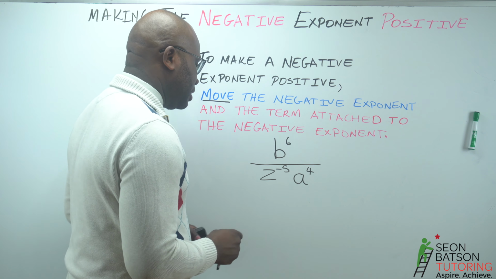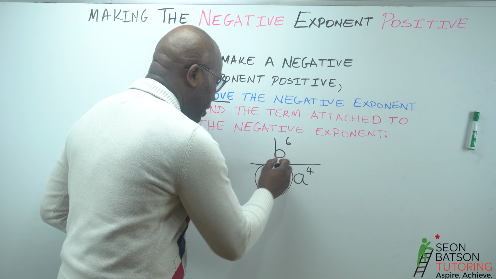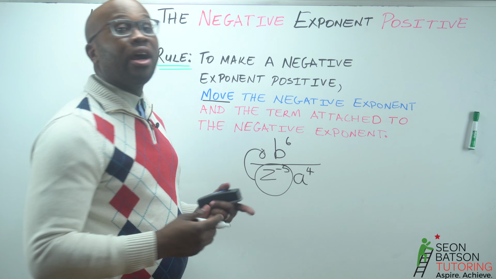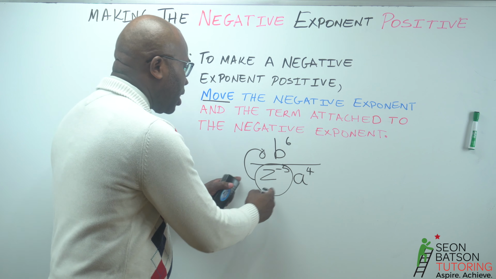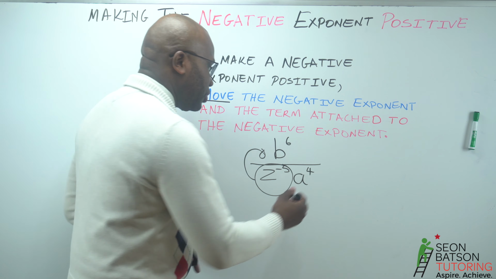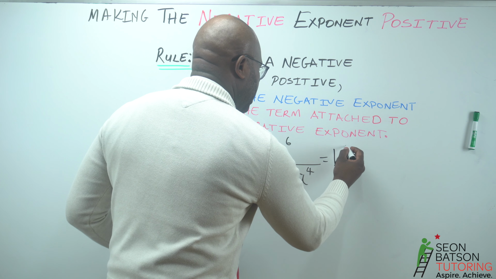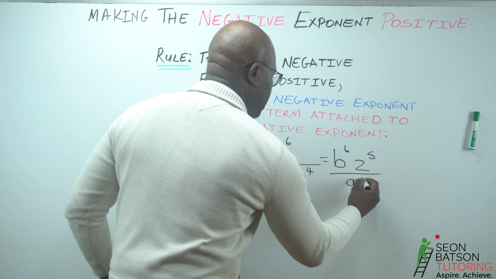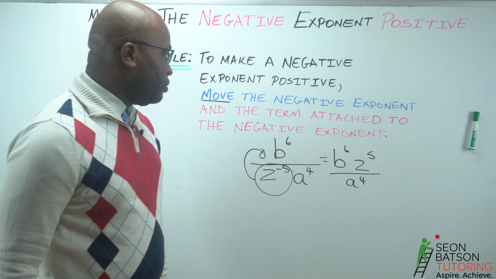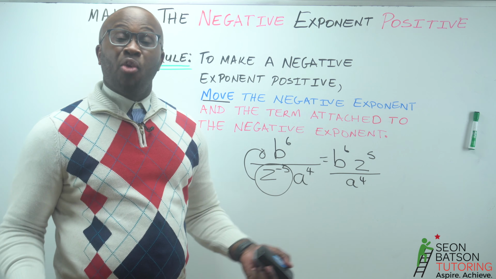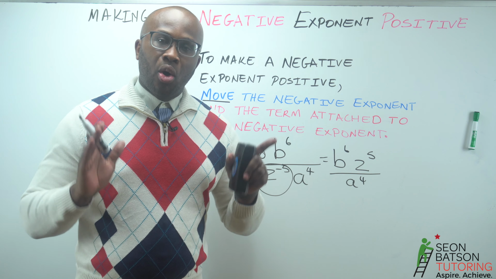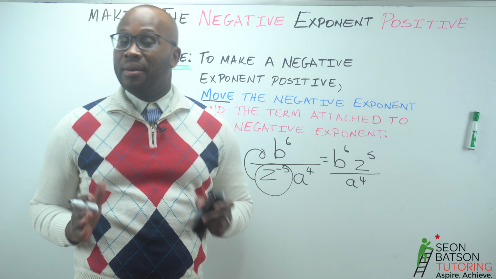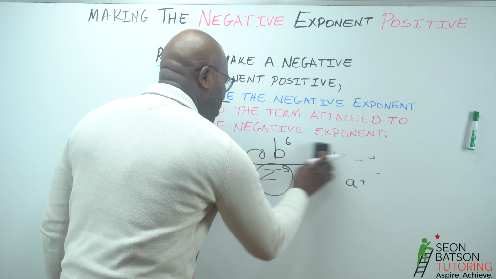So to make the 5 positive, we'll have to move the negative 5 and the z to the numerator. It's in the denominator, so we'll move them up to the numerator. That's it. So we will get what? The b to the 6 is there. We'll bring up now z and the 5, and the a stays. Boom. How was that? So all we're moving, very important, we're only moving the negative exponent and the term that's attached to it. Make sense? This is so simple here.